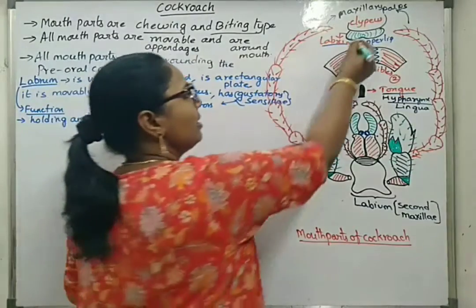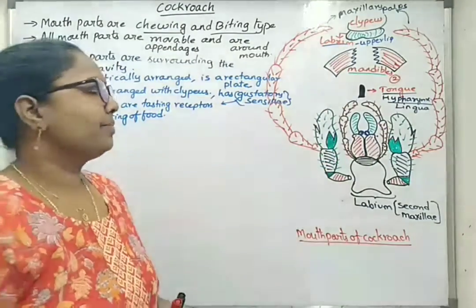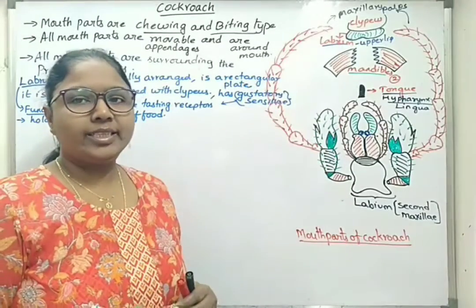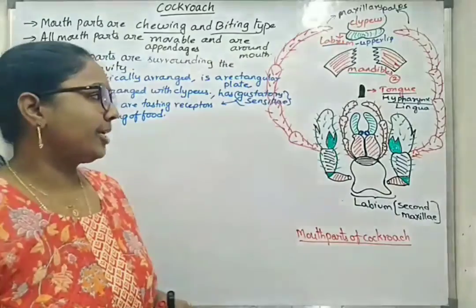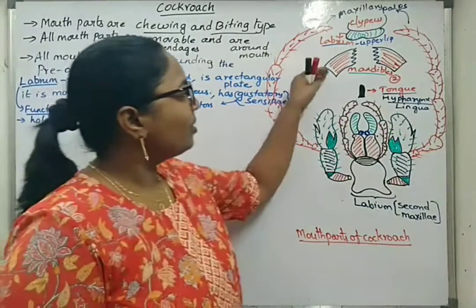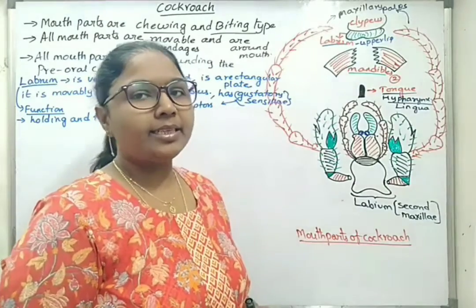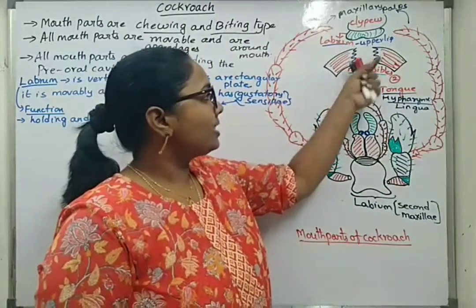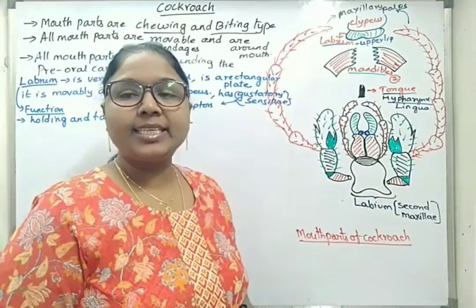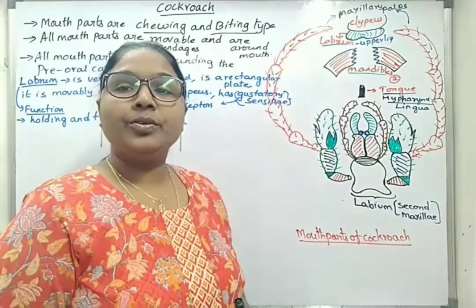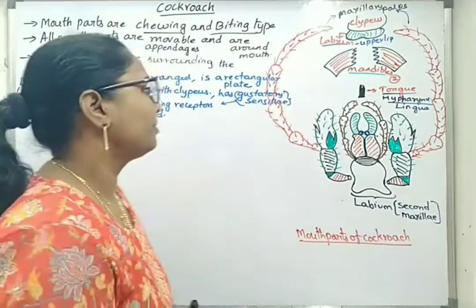Next is mandibles. Mandibles are a pair. Mandibles are unjointed, chitinous, and they are triangular in shape. They are movably attached to special muscles called adductor and abductor muscles. On the inner side, in the middle region, they have specially arranged chitinous teeth-like structures which are used for cutting and grinding of food.